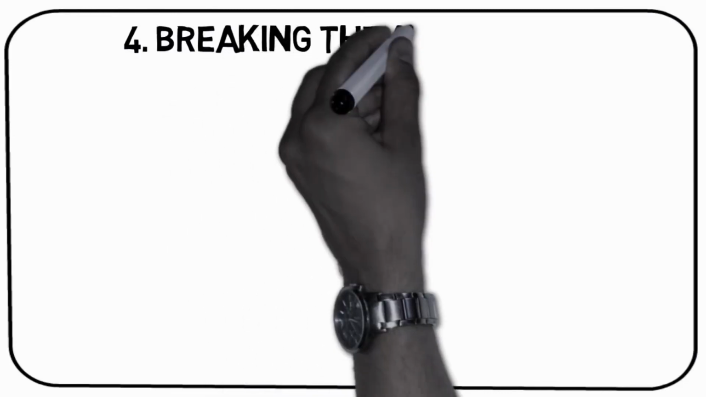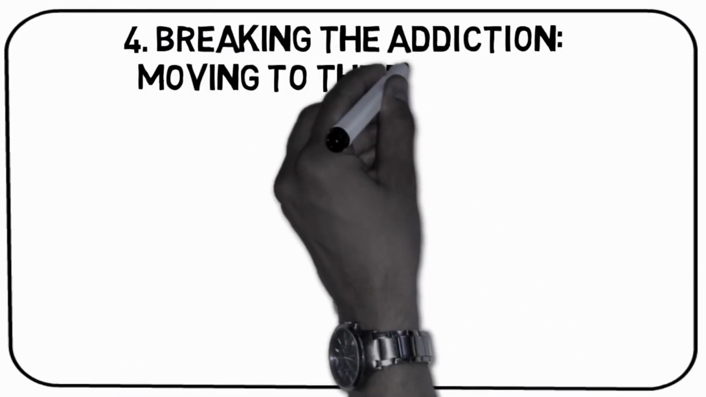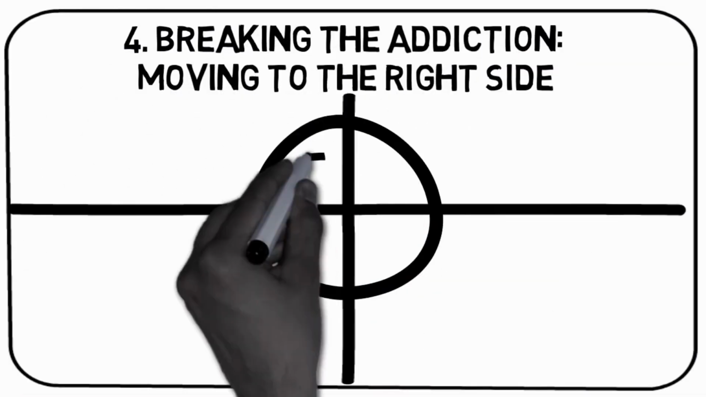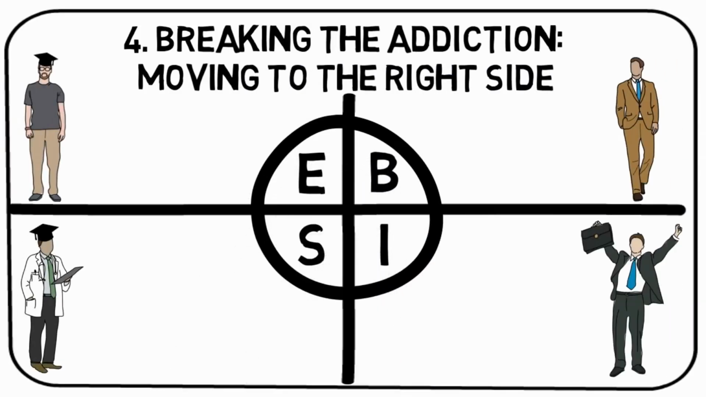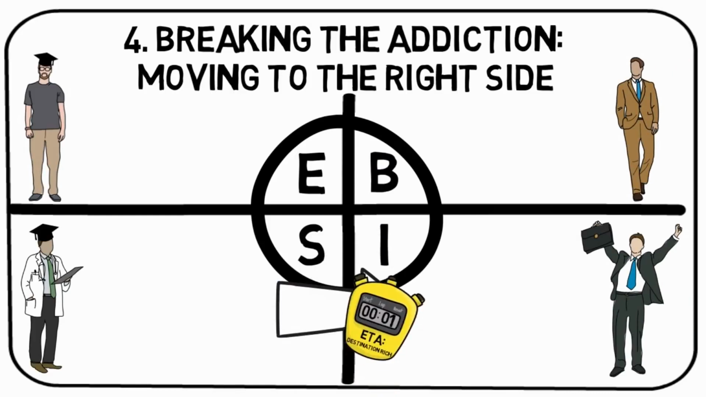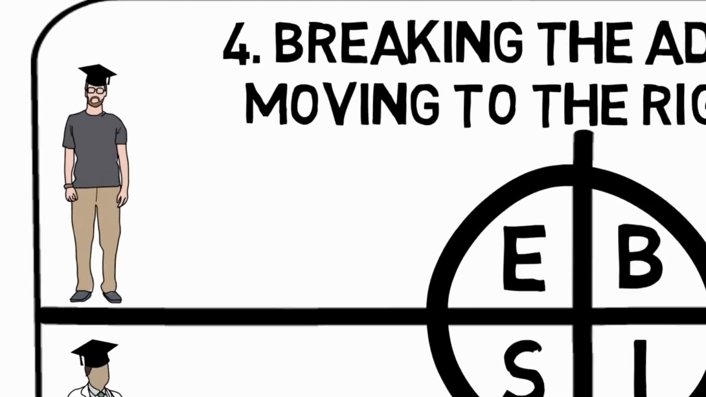Takeaway number 4. Breaking the addiction, moving to the right side. There are pros and cons with all the quadrants, but the right side is where financial freedom can be achieved the fastest. Therefore, we might ask ourselves, how can we move to this side?